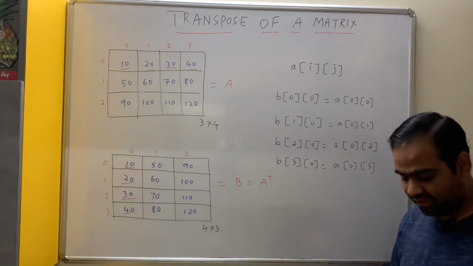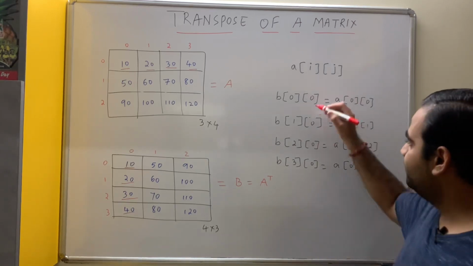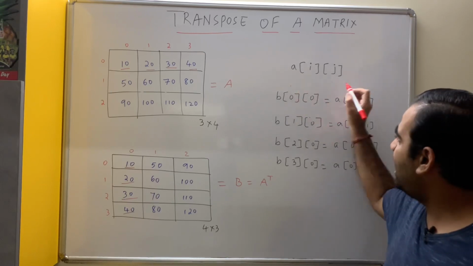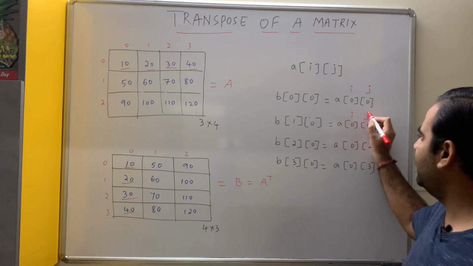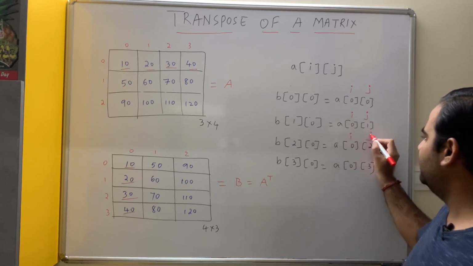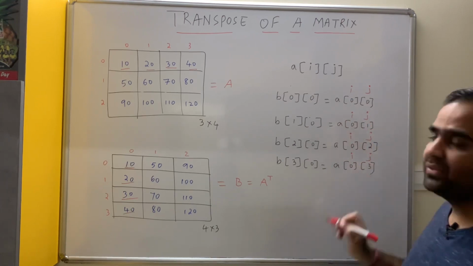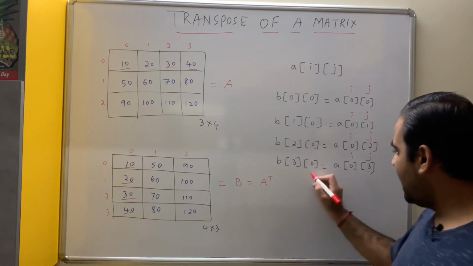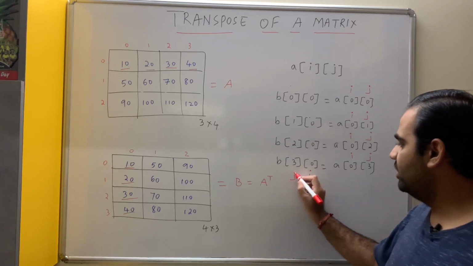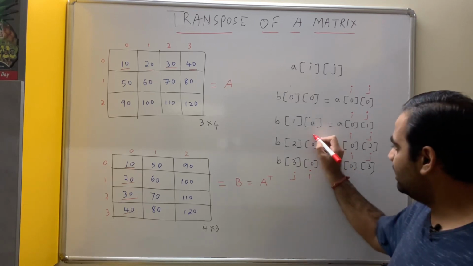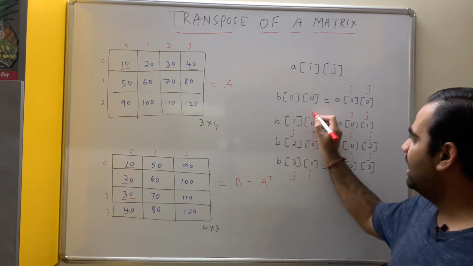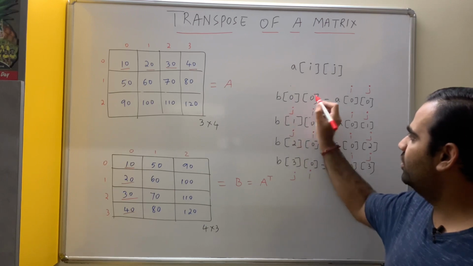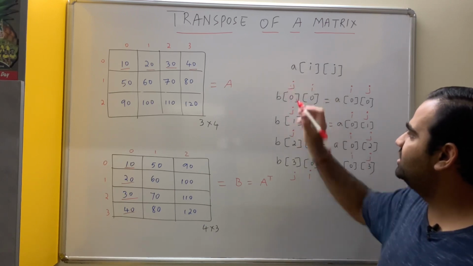If we carefully observe, let me take this as I and this as J. What are you getting over here? The I is over here and J is over here. I is 0, it is over here. J is 2, it is over here. I is over here and J is over here.